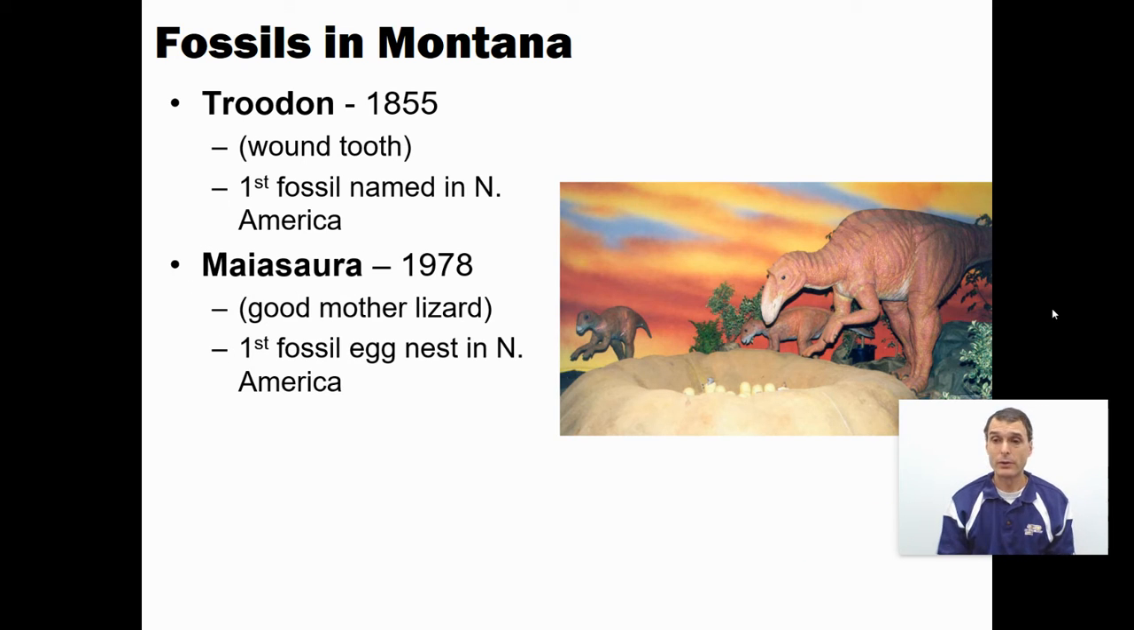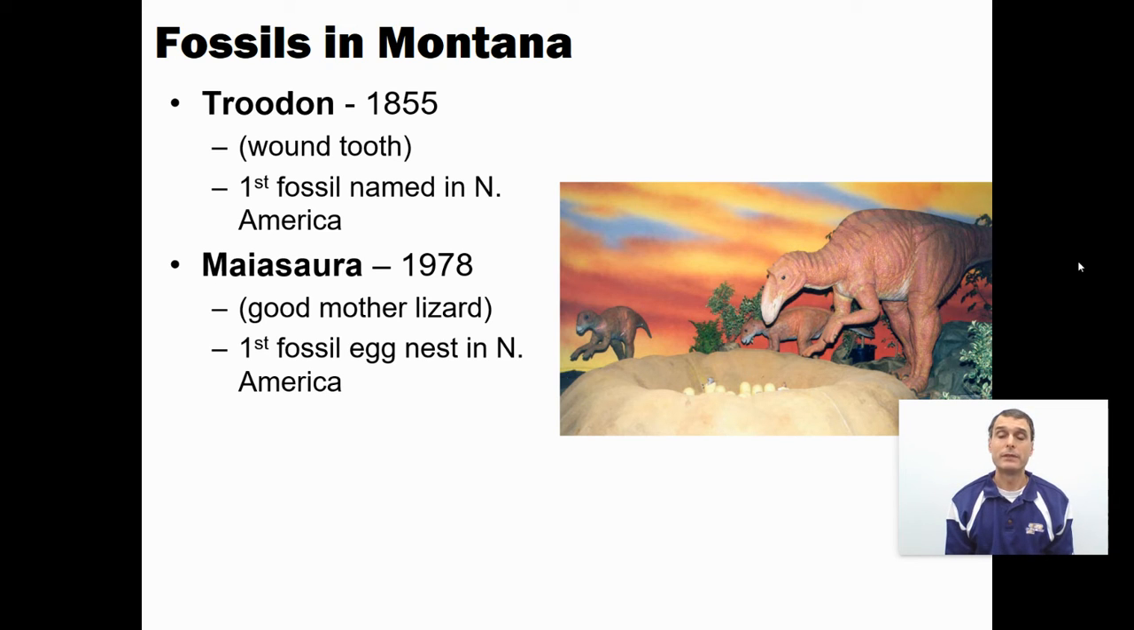Next up is the Maiasaura. Maiasaura stands for good mother lizard, and it's for good reason, because it was the first fossil egg nest found in North America. And prior to this find, paleontologists thought that dinosaurs were cold-blooded, like lizards, that they would lay their eggs and they would leave.